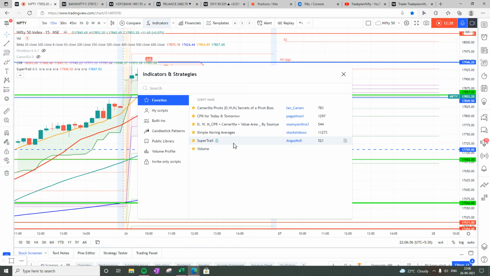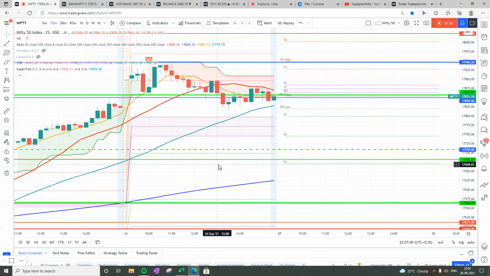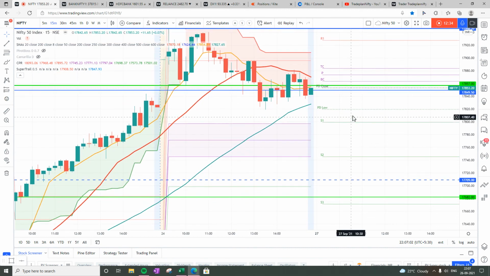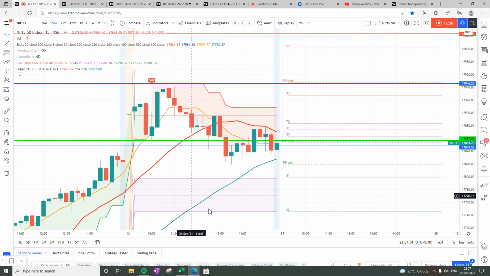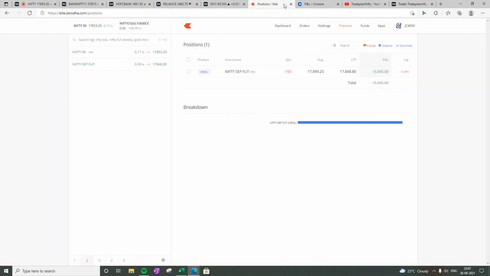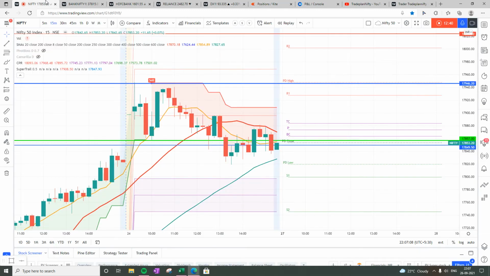So a very useful indicator for those who want to have a trade setup with some edge. So there's an idea. I am now in a two lot short. So this is my two lot short which I'm carrying with a profit of 5k, and I want to see how this trade is going to shape up for us.